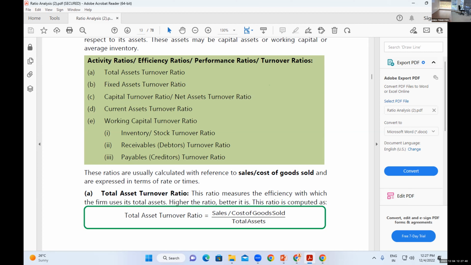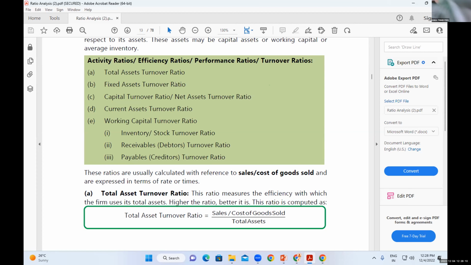There it is 10 times. Which one is better? 10 times is better. Higher the ratio, better the efficiency. How are we arriving at that logic? The proof is in this example. 1 rupee is able to make 10 rupees of sales. Another company, 1 rupee is able to make only 2 rupees of sales. So they are not able to manage the asset efficiently. Lesser the ratio, poorer the efficiency of the management. Higher the ratio, better the efficiency.